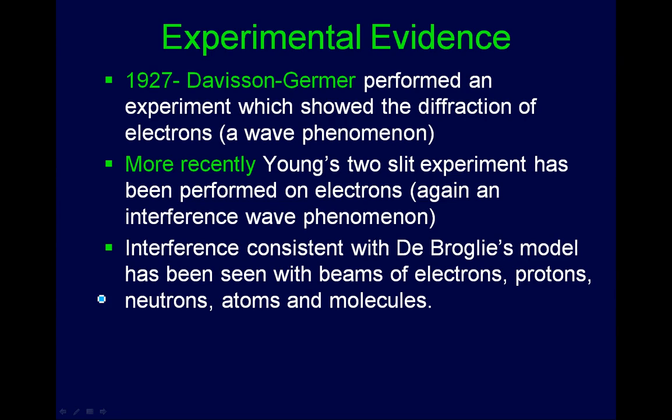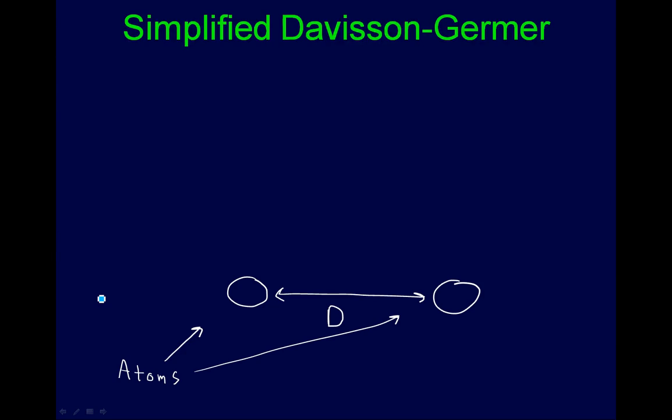But what really seems to be happening is that things we would call particles do exhibit wave phenomena. And this can only really be explained if they have a wavelength, as de Broglie hypothesized. Here's the diagram of a simplified Davisson-Germer experiment. I just wanted to run through this.